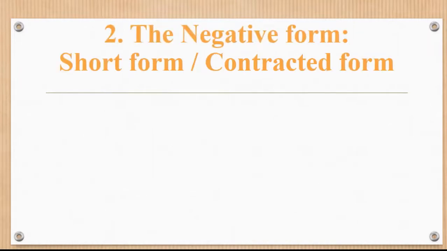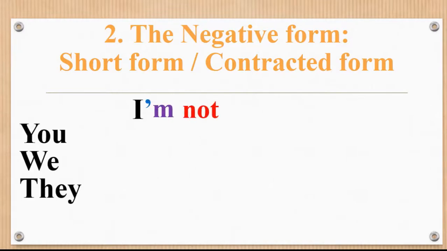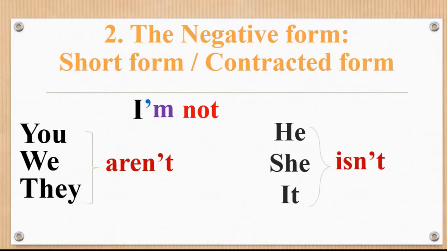Short form or contracted form with the negative. I'm not. You aren't. We aren't. They aren't. He isn't. She isn't. It isn't.